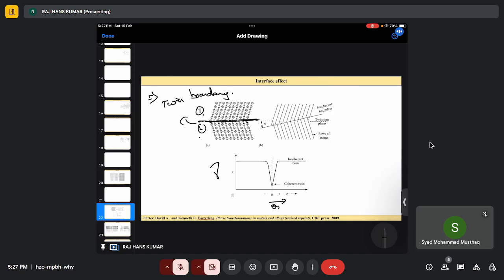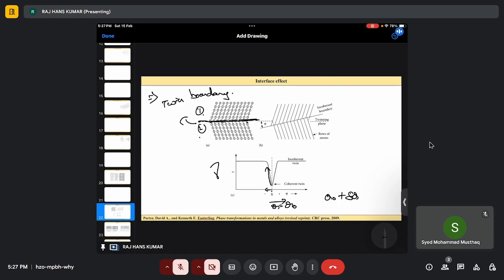So at a certain theta position, theta equal to theta naught, the surface energy is minimum. But even if I try to move slightly, theta naught plus delta theta, the surface energy shoots up, right? So that's why the twin boundary surface energy is extremely sensitive to the tilt angle, right?